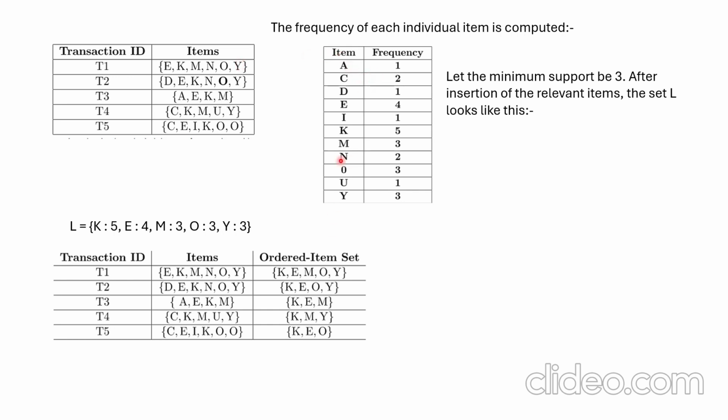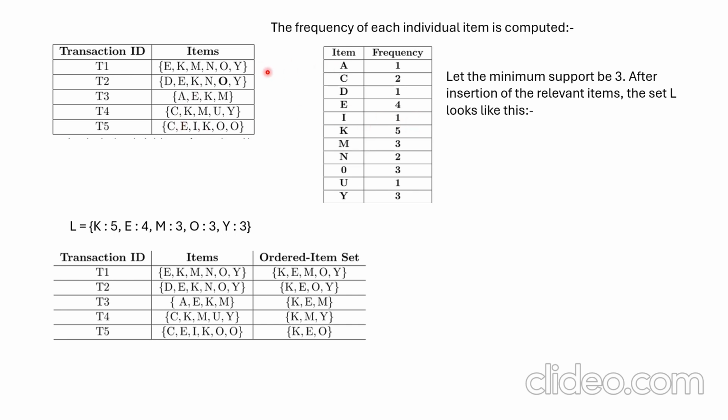Let's take it in order. A has a frequency of occurrence of 1. For C you have 1 and 2, so 2. For D you have only 1. For E you have 1, 2, 3, 4, so the frequency of occurrence of E is 4. And for I we have only 1 occurrence.